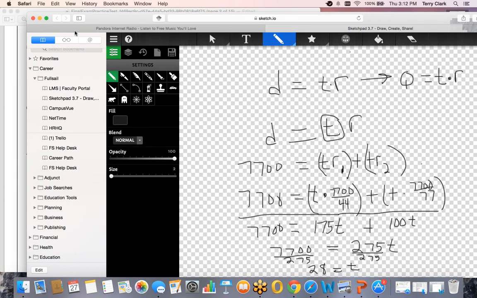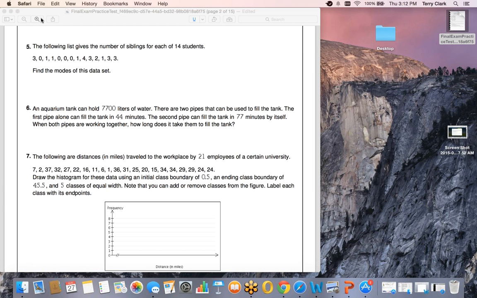Okay, so let's look at the next one. Now I'm going to set that next one up because I want you guys to see how it's done. I mean, you guys can't really do a histogram on the chat box. But let me ask you guys a question. What is the difference between a histogram and a bar graph?